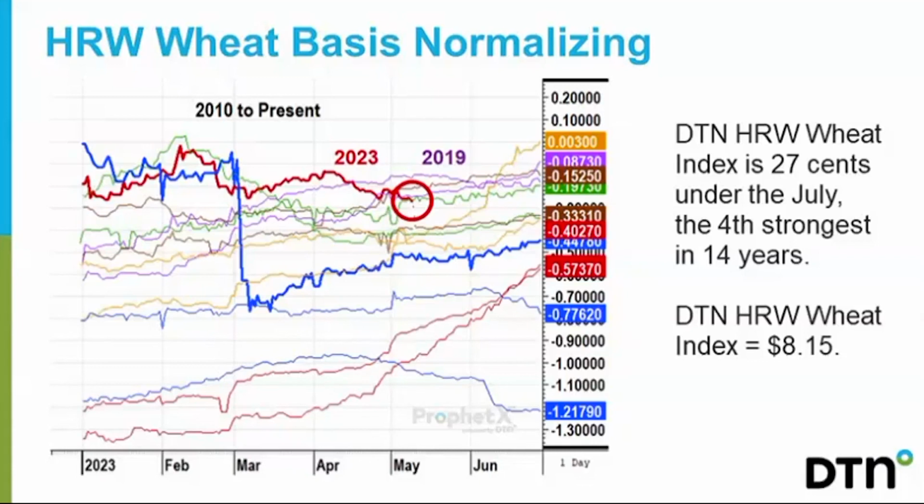Okay, what are some of the other things that are important to know about wheat? Well, here's the basis for HRW. Our DTN HRW wheat index of cash prices is 27 cents under the July. If we compare that to basis at this time of year historically, we're still at the upper end of the range. It's actually the fourth strongest basis we've seen in 14 years, so going back to 2010. So it's still a good sign of a crop that has limited supplies, and even though demand has not been stellar this year in terms of export sales, demand expressed as a basis has shown good domestic commercial interest.